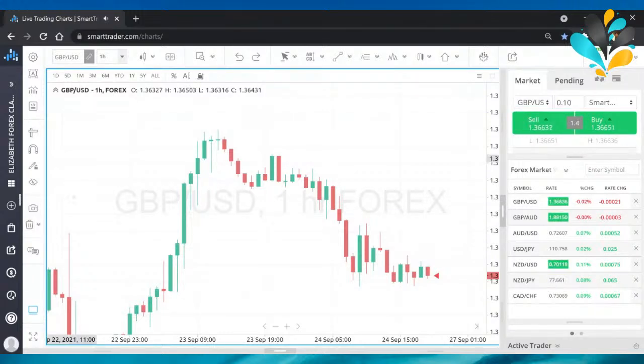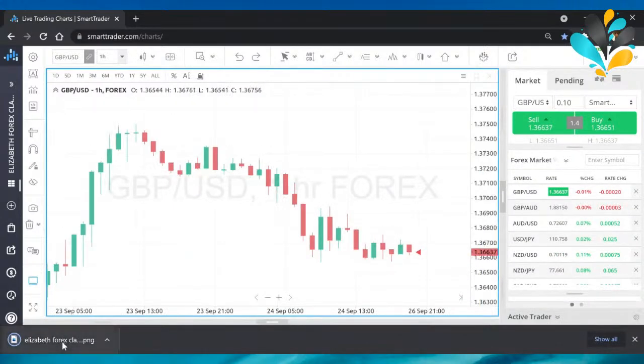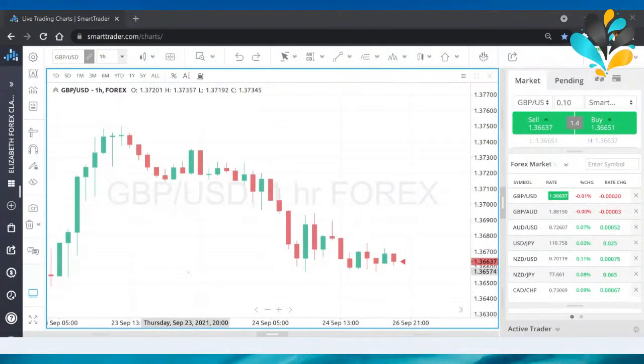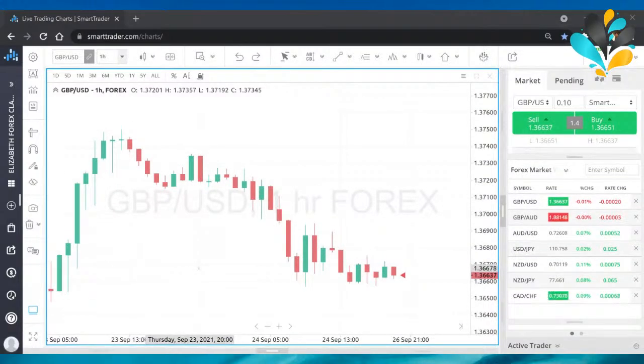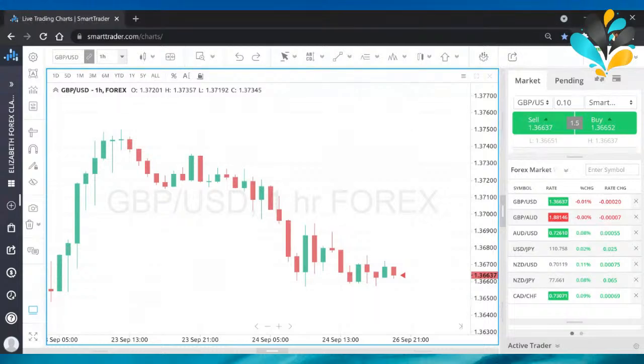So next, you can take an actual screenshot or a shot of what's on your charts. And you can see it's downloaded. If I click on it, then I'll be able to see the photo. And now I have a picture of my chart.